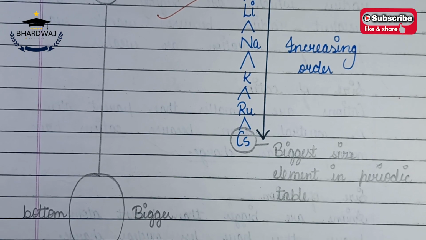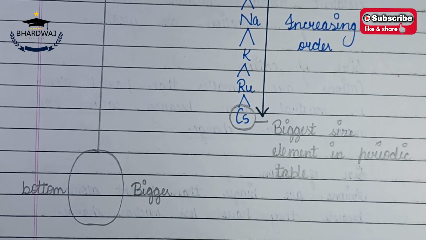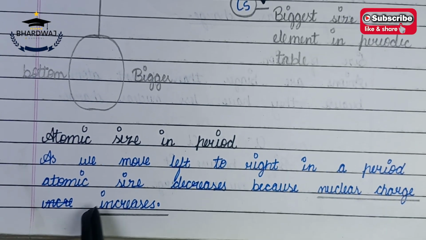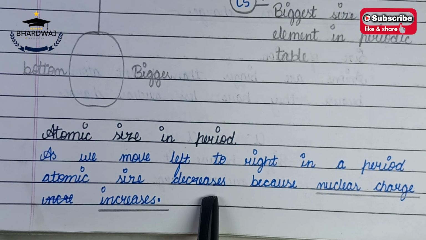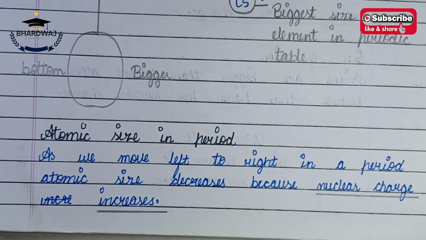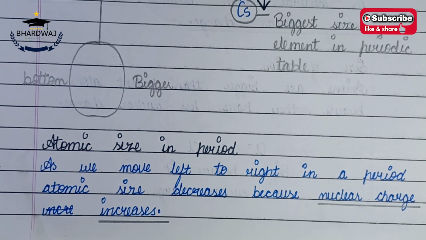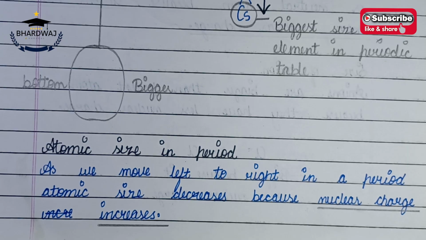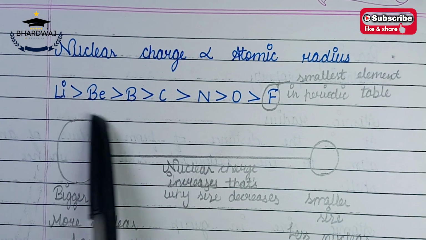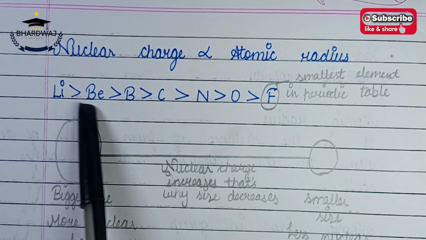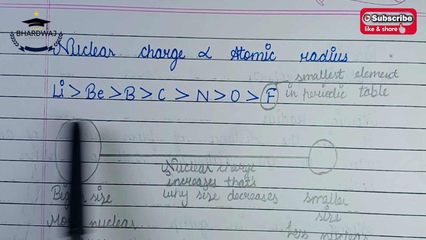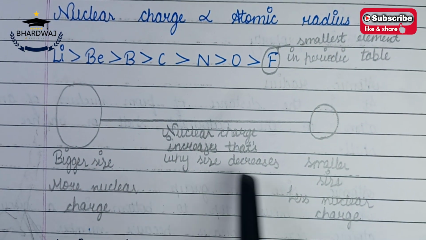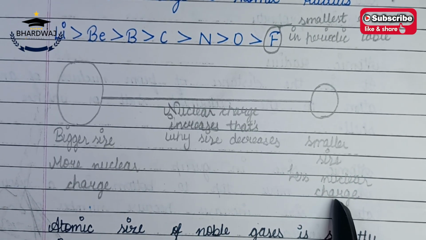So now let's talk about the atomic size in periods. As we move from left to right in a period, atomic size decreases. It was increasing when we move from top to bottom, and as we move from left to right, it is decreasing because nuclear charge is increasing. So as you can see, this is the second period in which the elements have their decreasing order. So bigger size, less nuclear charge, smaller size, more nuclear charge.